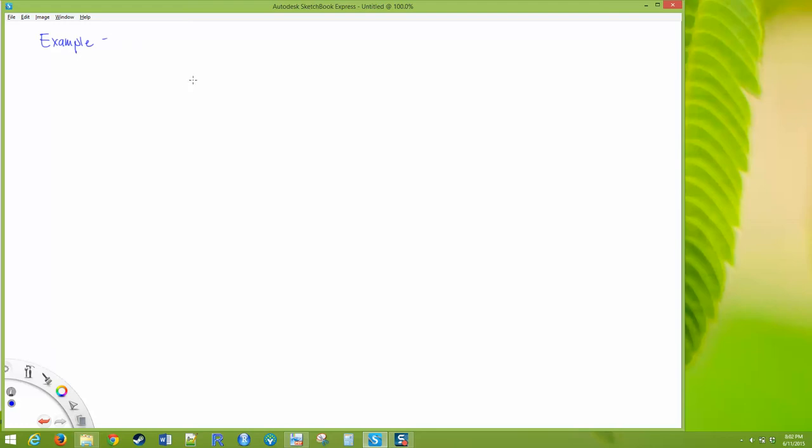So let's say we want to know what proportion of people own a convertible. Convertible car, that is. I don't know what other convertible. Okay, so let's say you survey 250 people, and I don't know how many out of 250 people own a convertible. 15. I have no idea. I'm making this up. Okay. 15 own a convertible.